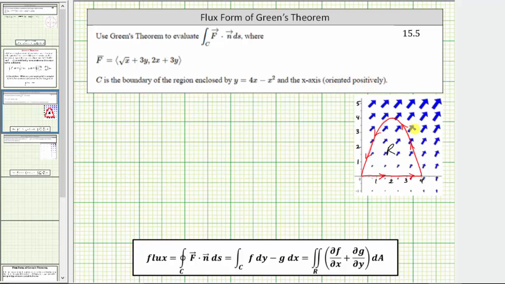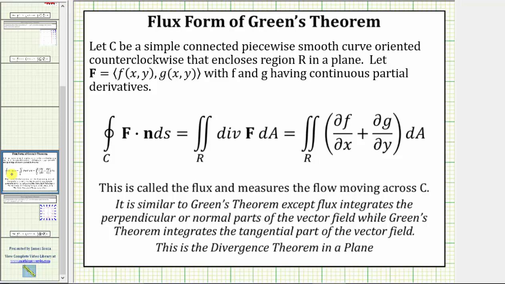Looking at the graph, the vector field F is graphed in blue and the curve C is graphed in red with a positive orientation. Let's review the flux form of Green's theorem. To apply Green's theorem, C must be a simply connected piecewise smooth curve oriented counterclockwise that encloses the region R in a plane. If the vector field F has x and y components with continuous partial derivatives, then the line integral, which gives the flux, is equal to the double integral over the region R of div F dA, which is equal to the double integral over the region R of the partial of f with respect to x plus the partial of g with respect to y dA.